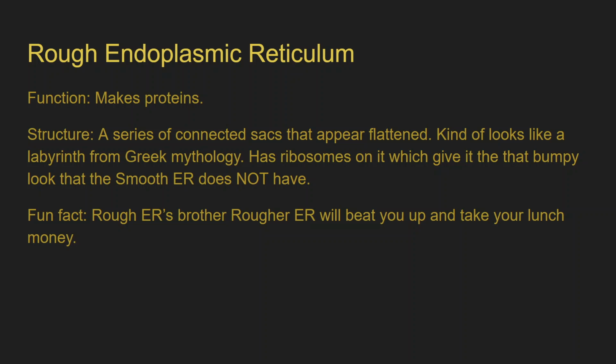Rough endoplasmic reticulum. Its function is that it makes proteins. Its structure is a series of connected sacs that appear flattened. Kind of looks like a labyrinth from Greek mythology. It has ribosomes on it, which give it that bumpy look that smooth ER does not have.